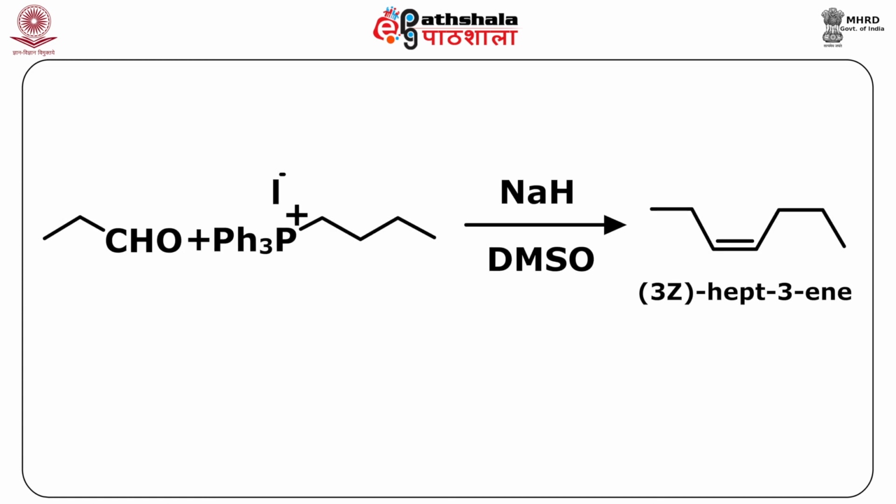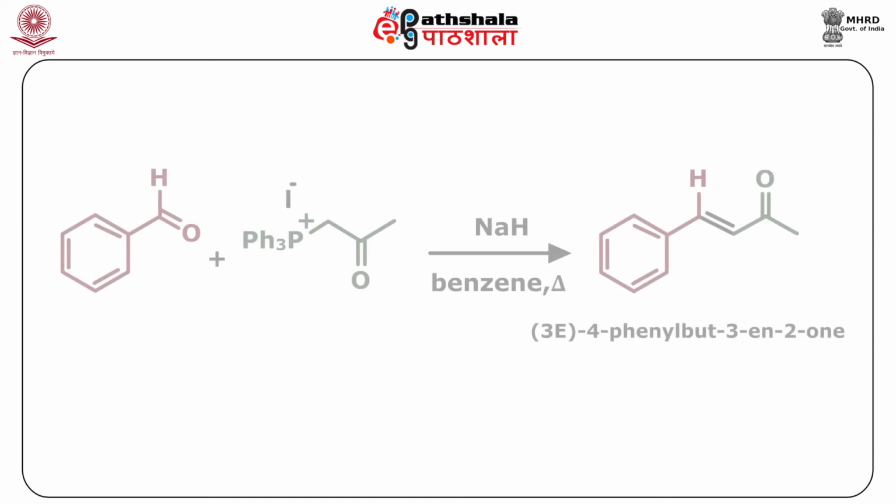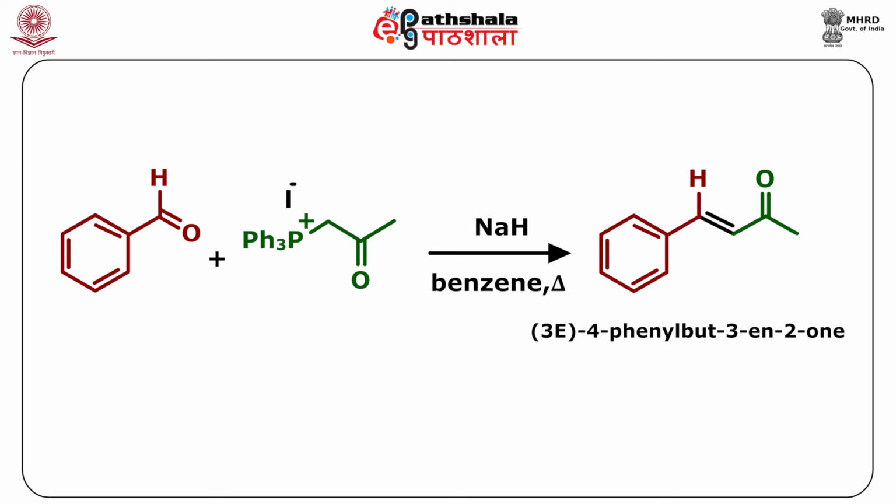Another reaction you can see here is the reaction of propanal with butyl triphenyl phosphonium iodide, whereby the unstabilized ylide selectively forms 3Z-hept-3-ene. So, this is the unstabilized ylide and it will result in the formation of this particular Z alkene. And in another example you can clearly see there is an E-alkene formation when benzaldehyde reacts with this particular ylide. Notice that it is a stabilized ylide, and that is why it is now giving you the E as the major product.